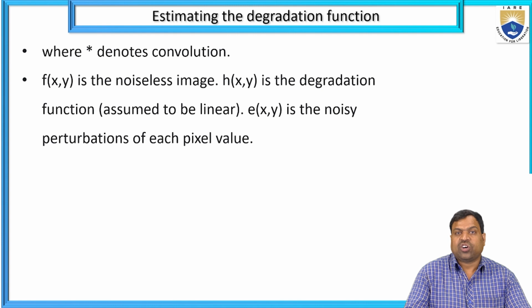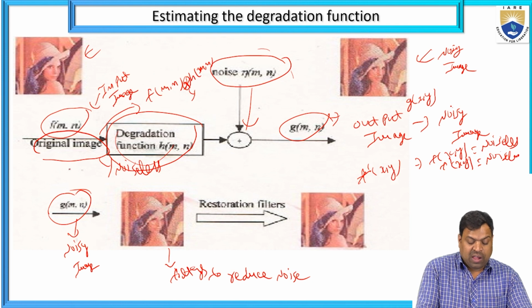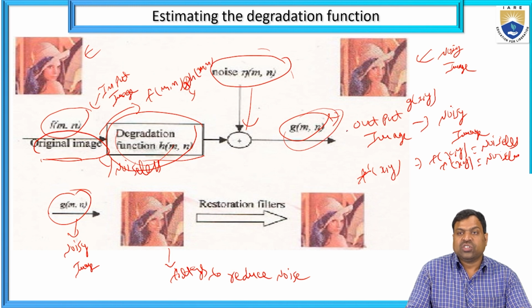The star denotes convolution, f of x comma y is a noiseless image, h of x comma y is a degradation function, and e of x comma y is a noisy perturbation of each pixel value. It is one example for the original image with the degradation function, f of m comma n convolved with h of m comma n, and the noise is nu of m comma n. G of m comma n is a noisy image. So we use filters to reduce the noise from g of m comma n. Then we get the noiseless image through a restoration filter, that is f dash of x comma y.